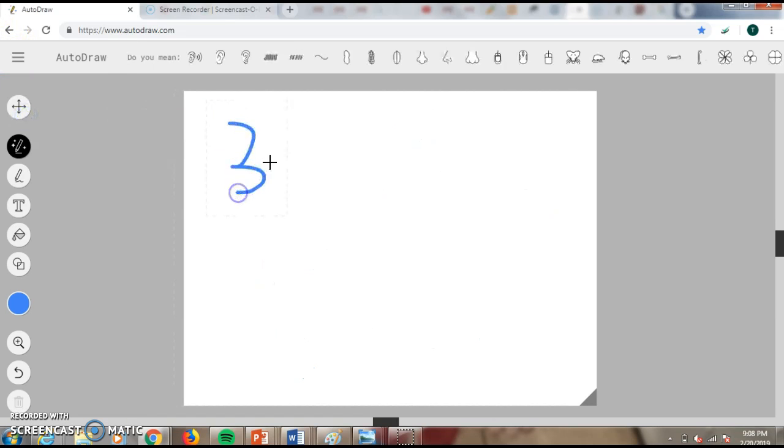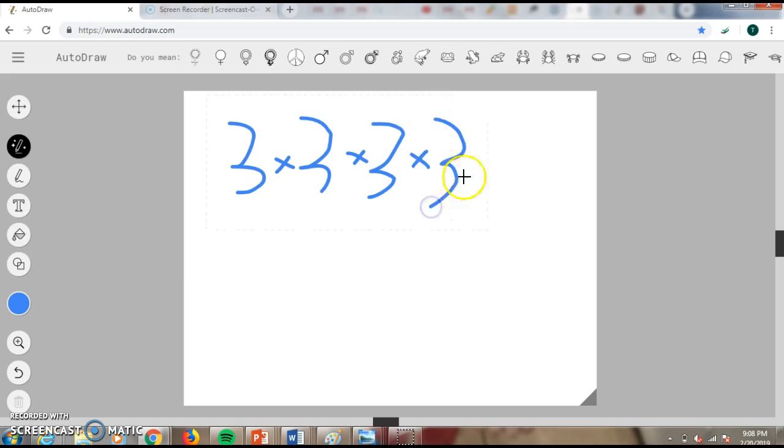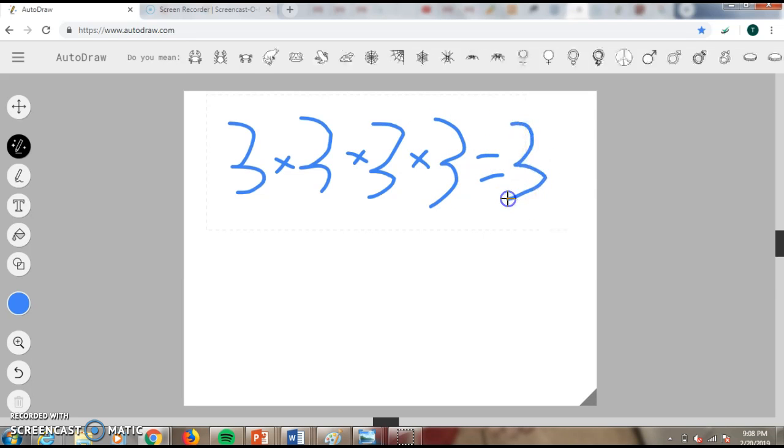Next one, if they ask you to convert it to exponential form, if you had a problem like 3 times 3 times 3 times 3, all you'd have to do is count. 3 would be the base, of course, and it'd be to the power of 1, 2, 3, 4, 3 to the power of 4. That would be your final answer.